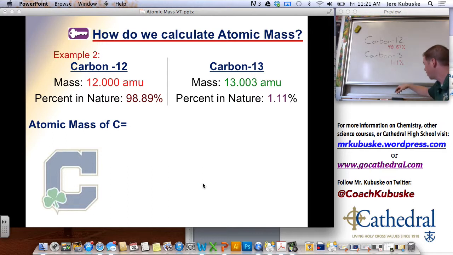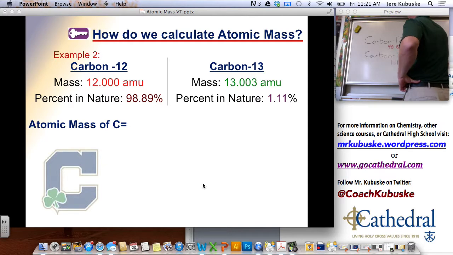Okay, let's do carbon. The most common isotopes of carbon are carbon-12 and carbon-13. There's some trace ones out there as well, but these are the two that are the most abundant. Okay, so again, what am I going to have to do first? I have to get a good marker, and then I have to take my numbers. So I'm going to multiply the mass of carbon. Carbon-12's mass, as you can see it on the screen, is exactly 12.00 AMUs. I'm going to multiply that by the percent in nature.